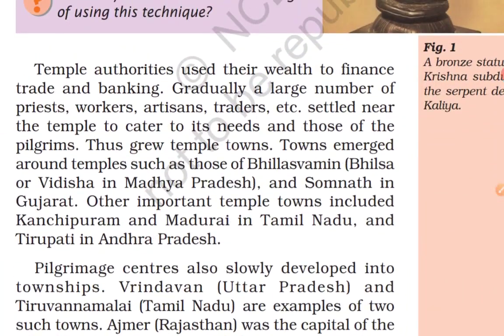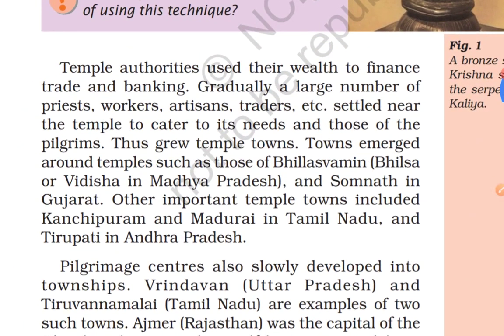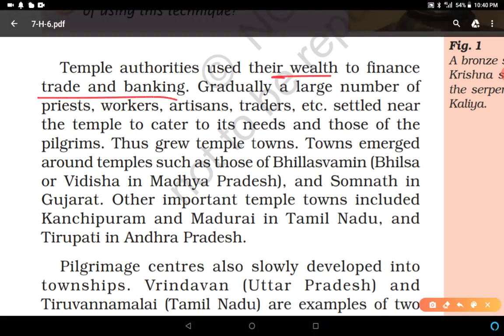Next, we can see temple authorities used their wealth to finance trade and banking. They used the money that was gathered in the temple, and gradually a large number of priests, workers, artisans, traders, etc. settled near the temple to cater to its needs and those of the pilgrims, because as we discussed, pilgrims used to come from very far away. So thus grew temple towns. In this way these temple towns became like urban areas.